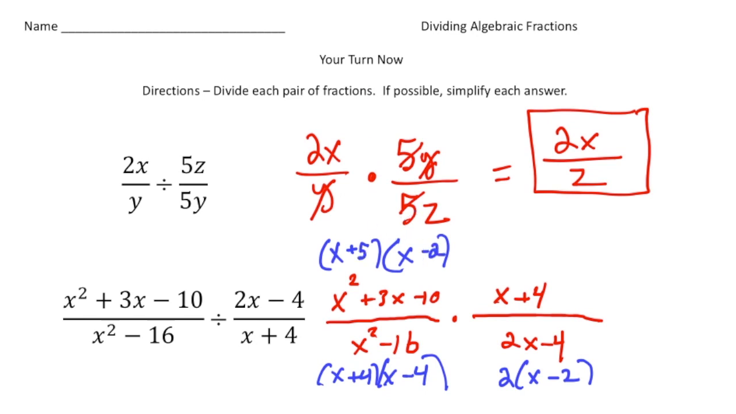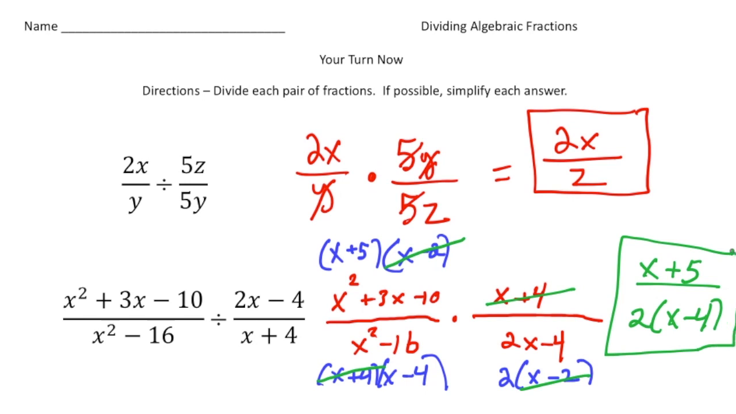So now I'm going to take a third color to cross off the common factors. So notice I have an x minus 2 over here, and there's another x minus 2 over here, right? So I'm going to cross that off. And here I have an x plus 4 and also an x plus 4 over here. And I believe that's all we can cross reduce, right? So what's left from the top is just an x plus 5, and then the bottom is just 2 times x minus 4. And there is our answer. All right, how'd you do?